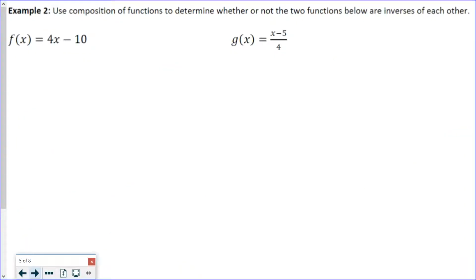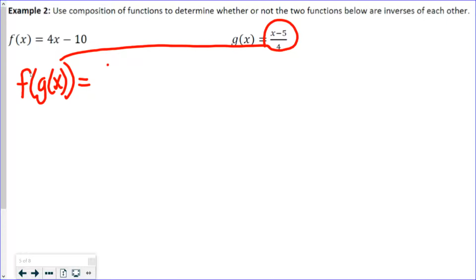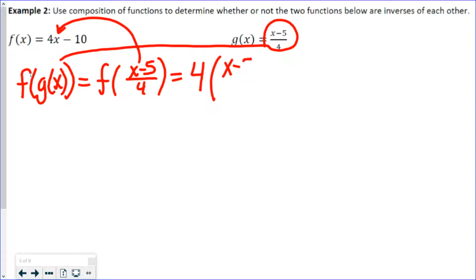All right, let's look at the next example. Now f of x is 4x minus 10, g of x is x minus 5 divided by 4. It says use composition of functions to determine whether or not these two are inverses of each other. So remember, first direction, I'm going to do it all in one color this time. F of g of x, which means I'm taking this guy and plugging it in. So f of x minus 5 divided by 4. That means I'm plugging it in for x into here. So that'd be 4 times, not x, but x minus 5 divided by 4, minus 10.